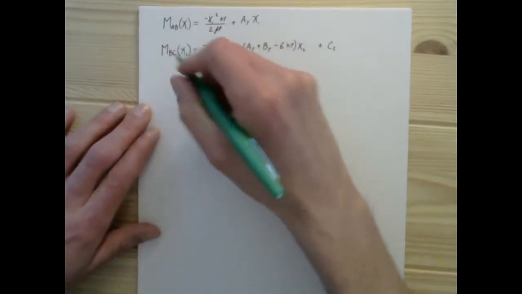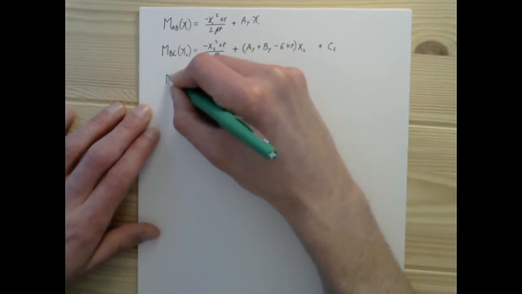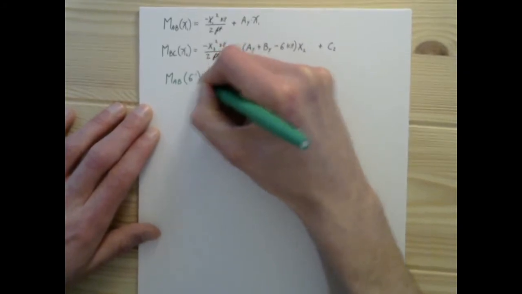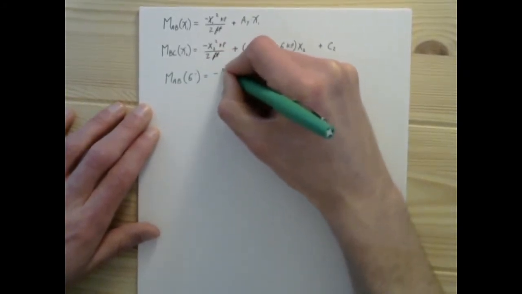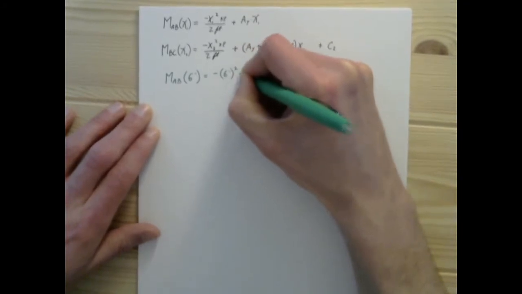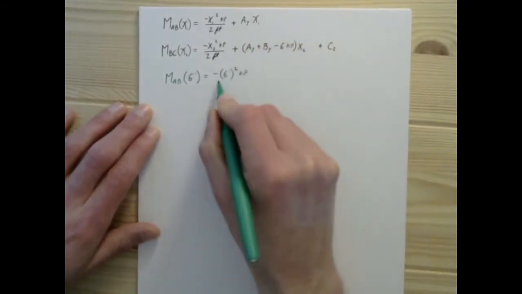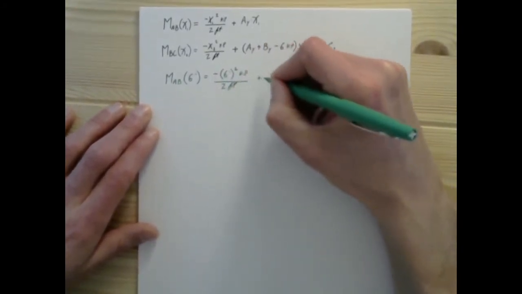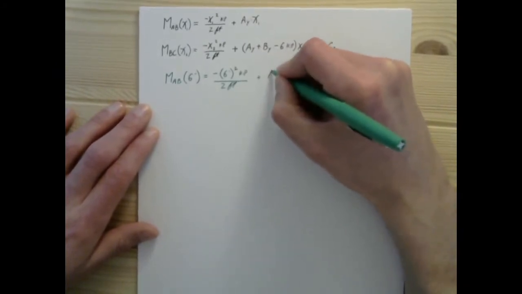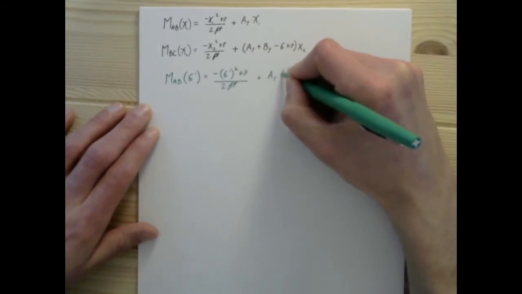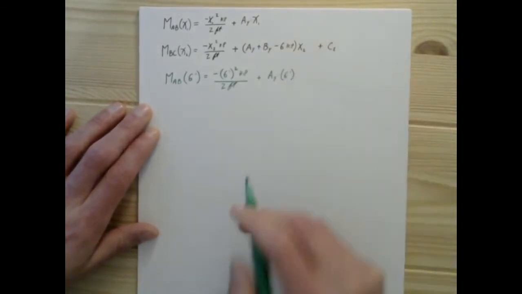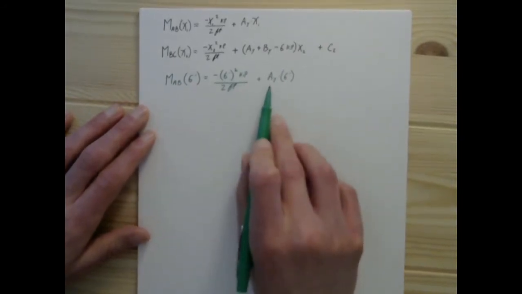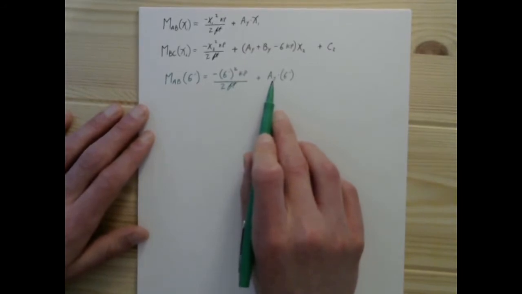So putting 6 feet in for this first equation, we end up with the moment from A to B at 6 feet. It's going to be negative 6 feet squared kip per 2 feet plus AY times 6 feet. Let's all remember that AY is constant, right? It looks like a variable. We'll solve for that later.